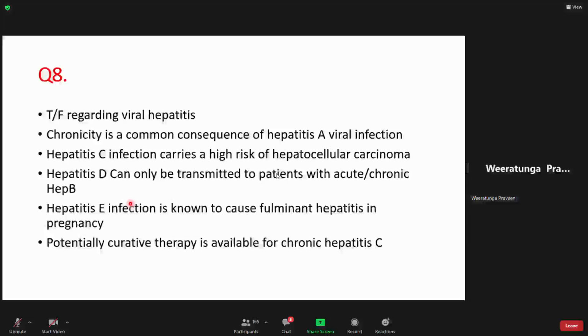Right. Of those, C has the highest risk of cirrhosis and hepatocellular cancer. It's easy to remember: C, cirrhosis, hepatocellular cancer, highest risk. Right. Okay, so the first two MCQs are done. Chronic disease is a common consequence of hepatitis A viral infection. The chronicity is in B, C, D, and C is the highest. So C: chronic hepatitis, cirrhosis, hepatocellular cancer. All of it is in C, hepatitis C.